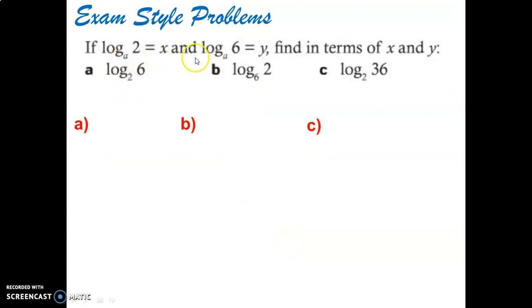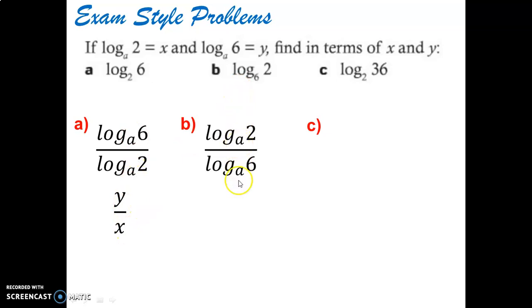How about these ones? Now you're given this, this, and you have to rewrite each of these in terms of x and y. So first, I see a base 2. Maybe you need to change it to base a. Try that. So first one, base a, 6 over 2. And then we know each of those values. That is y, and that is x. Try b. In this case, change to base a again, 2 over 6. Just the same as that, but reversed, x over y.